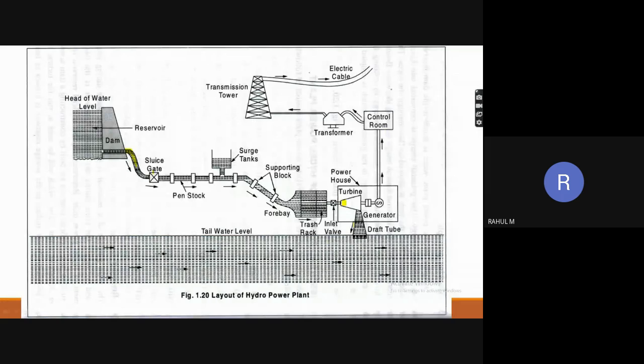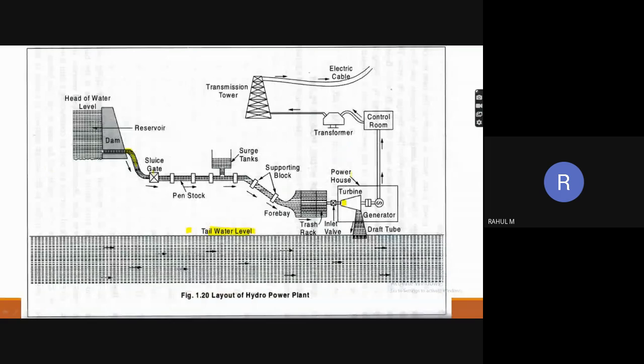The remaining water moves through the draft tube to some tail water level. Depending upon the type of turbine, and depending upon the reservoir or the dam, different types of turbines are used. For example, if you have a high head, then a Pelton turbine is used, and when your head is low, then reaction turbines are used. So high head impulse and low head reaction turbines. This is the basic layout in which a hydroelectric power plant works.